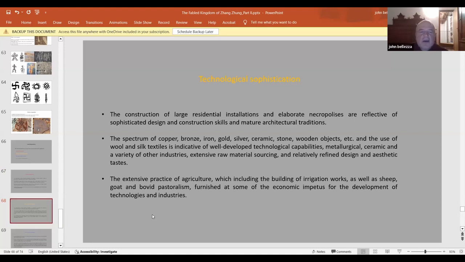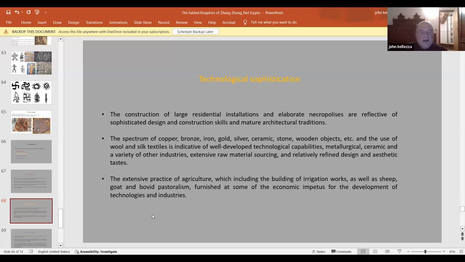Technological sophistication. The construction of large residential installations and elaborate necropolises are reflective of sophisticated design and construction skills and mature architectural traditions. The spectrum of copper, bronze, iron, gold, silver, ceramic, stone, wooden objects, etc., and the use of wool and silk textiles is indicative of well-developed technological capabilities, metallurgical, ceramic, and a variety of industries, extensive raw material sourcing, and relatively refined design and aesthetic tastes.